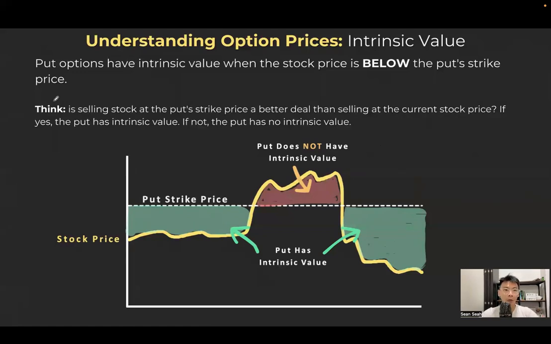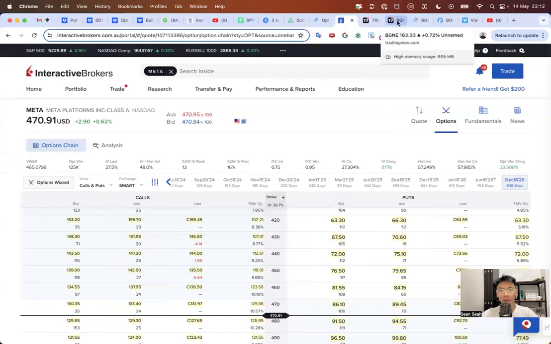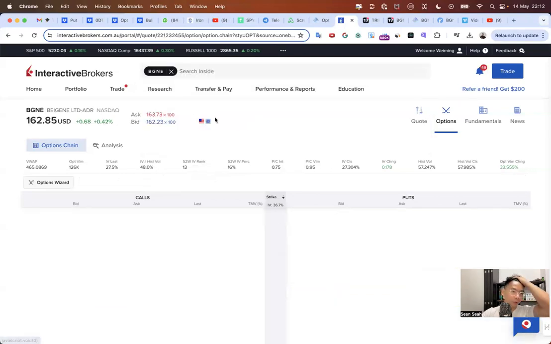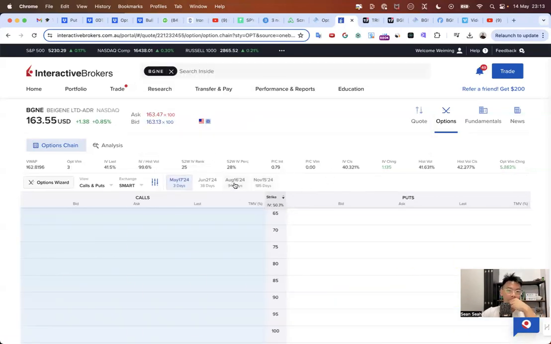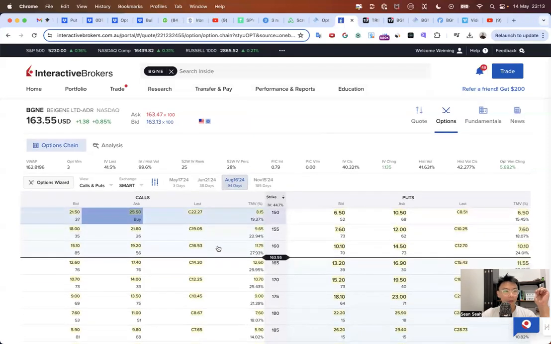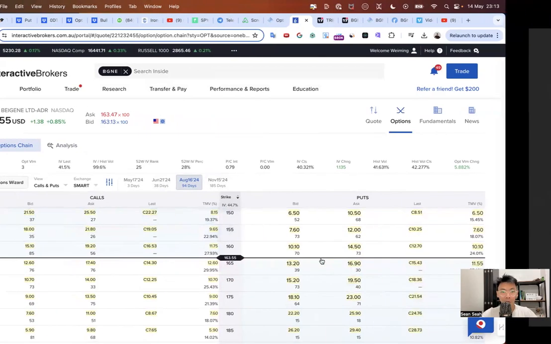Now let's take a look at put. Okay, for put, their intrinsic value is the other way round. What do I mean by that? So, example, we're looking at BGNE. Go to the options chain. Right now, the share price is 163. So I'm going to take an example of a 170. Let's say a 170.